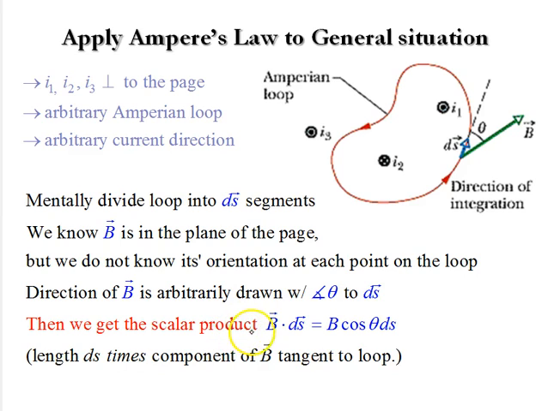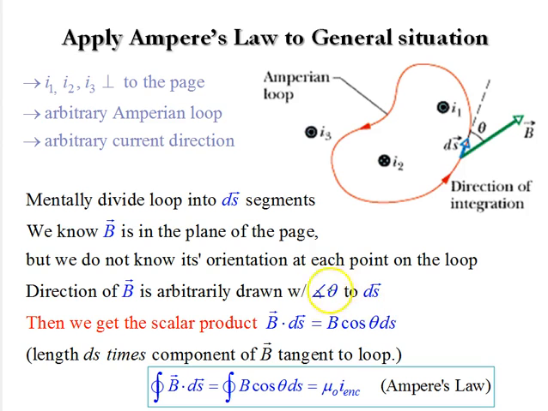Then our scalar product of B dot ds is just B cosine theta ds, the length ds times the component of B tangent to the loop at that point. Then we can use Ampere's law, in terms of the dot product or in terms of that angle theta, which may change. In this case, it would change as we went around this loop, and that would be equal to mu naught times our encircled current.